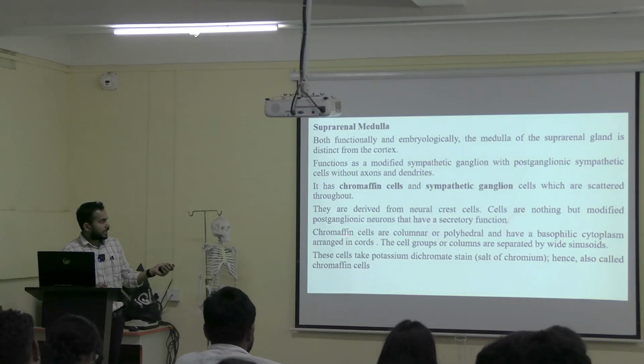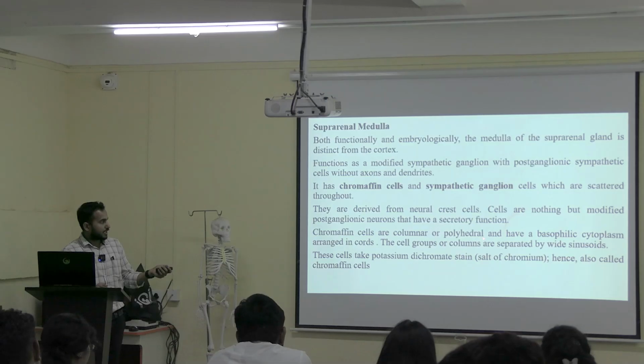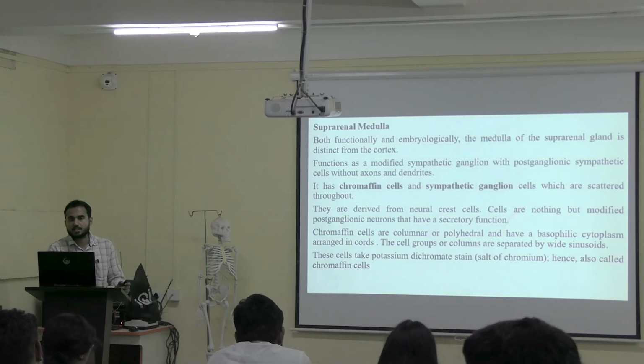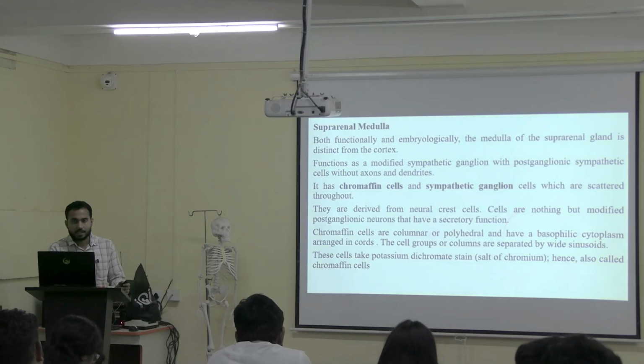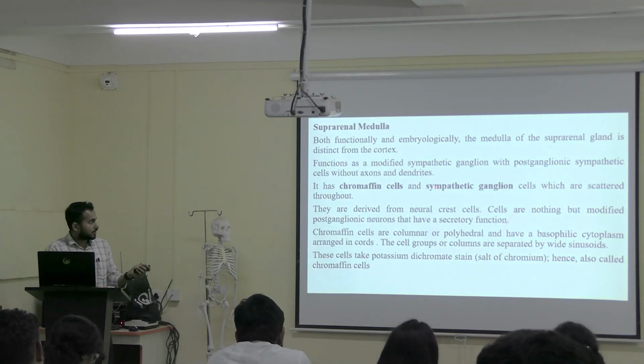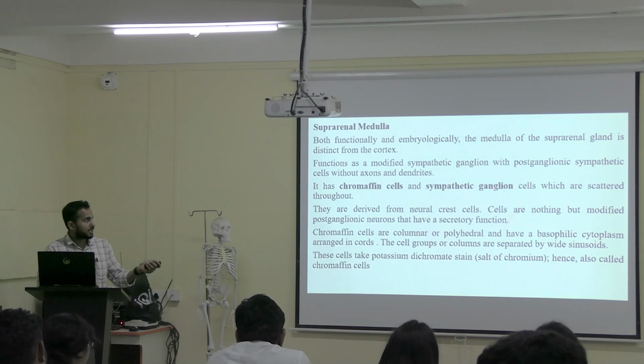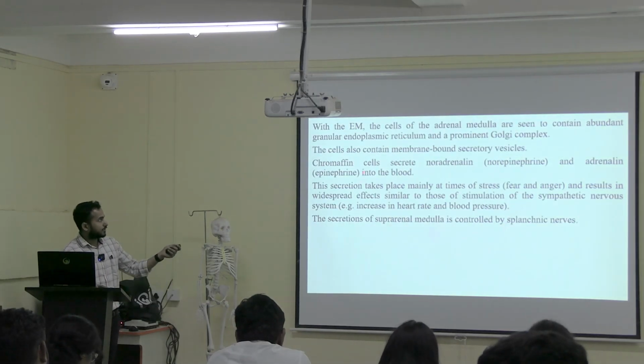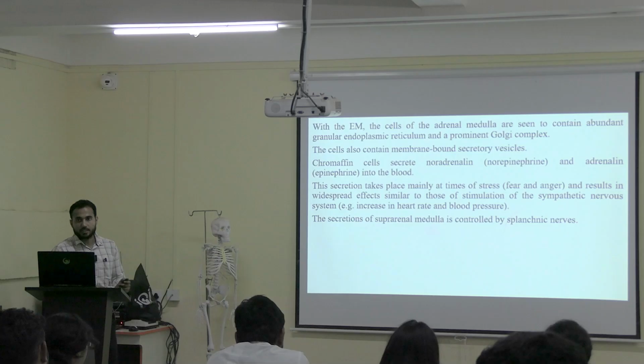Now chromaffin cells जो होता है, if you see, they are columnar or polyhedral in shape. And what is the function of this chromaffin cell? They secrete adrenaline or noradrenaline. Okay, and this particular sympathetic ganglion cell, okay, they control the secretion from the cortex. This is the function of the sympathetic ganglion cells. Now this chromaffin cell, they secrete adrenaline and noradrenaline into the blood, okay, and I hope you know what is the function of the adrenaline and noradrenaline in the blood, okay.